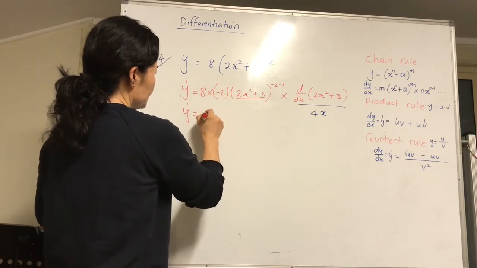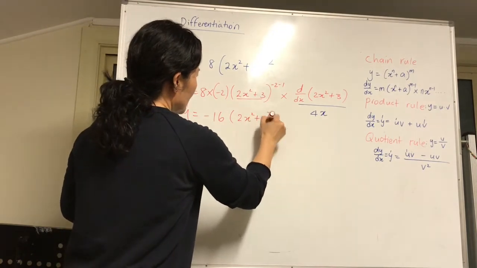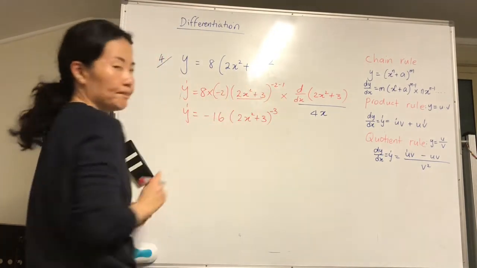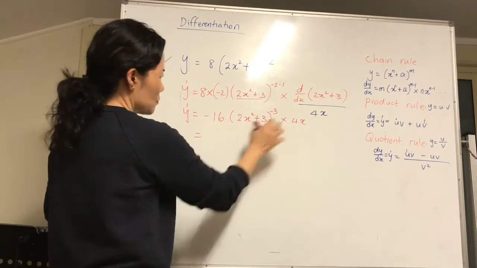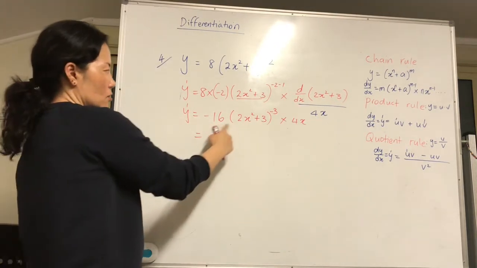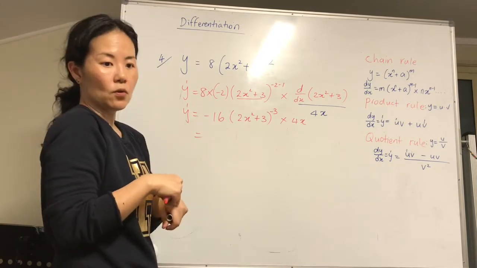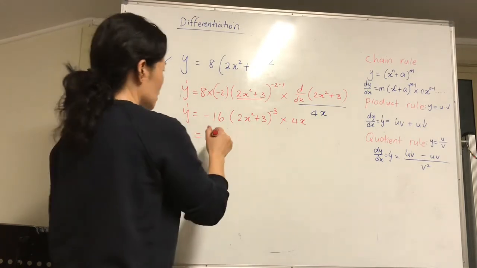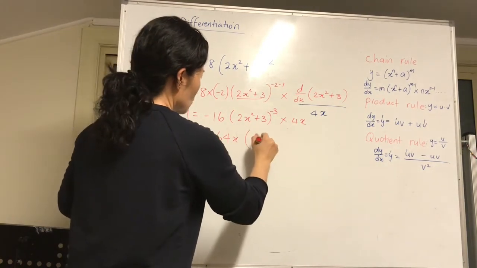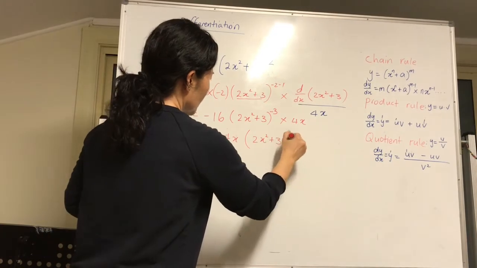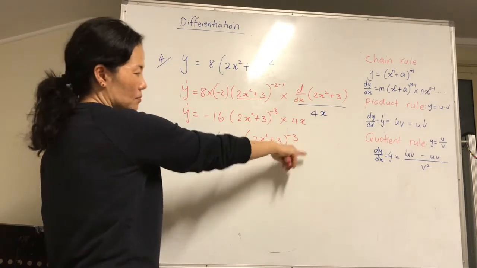What's double of 8? 16. Minus 16, 2x squared plus 3. Now that will become minus 3, wouldn't it? Yeah. And what happens here? I'm going to times by 4x. And I'm going to bring this to the front, because I want the whole number to be in the front of the expression. So minus 16 times 4. What's minus 16 times 4? 64. And then x goes there. 2x squared plus 3 to the minus 3. I'm going to leave it like that because the question had a negative power.